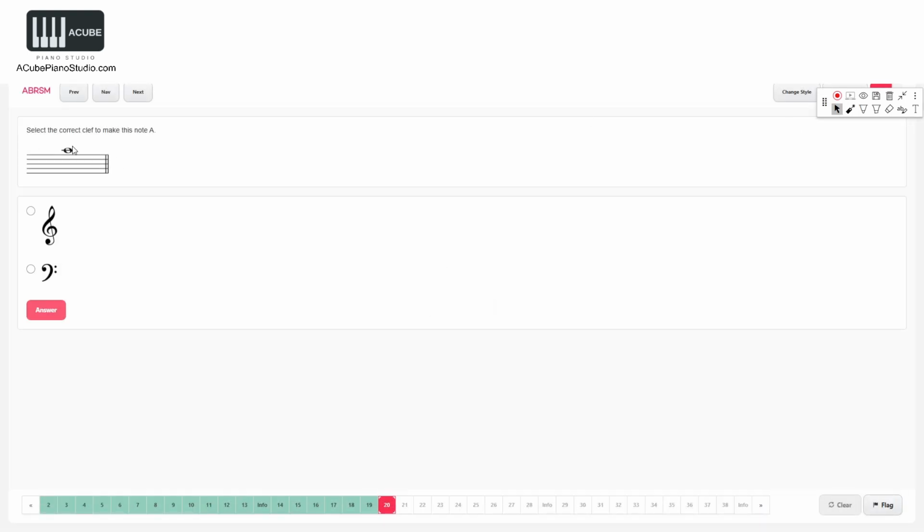Okay, next, select the correct clef to make this note A. So this is a very common note, right? We know that if it is bass clef, this is middle C. So therefore, it must be treble clef. Okay? And depending on what reference notes you use, if this is treble clef here, I will use this C as a reference note. Then I'm going to go down C, then B, then finally this is A. So this is note A in treble clef. If this is bass clef, it is middle C.